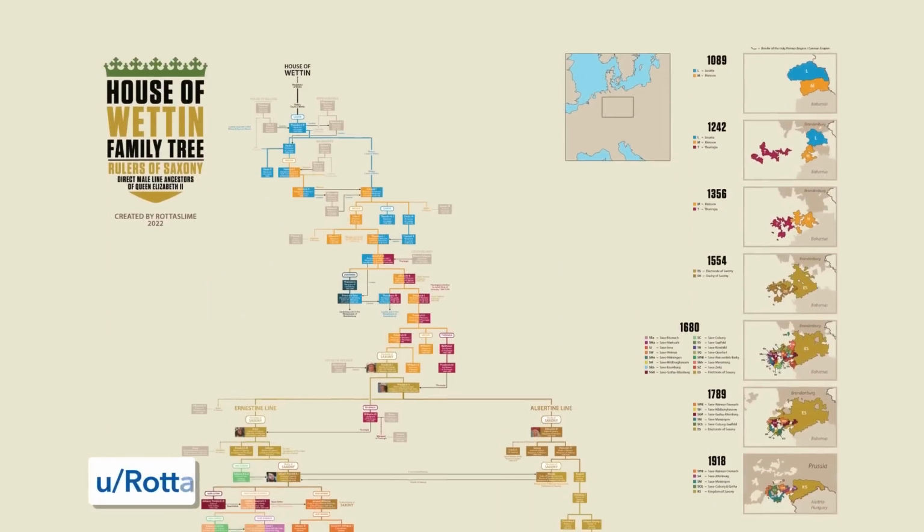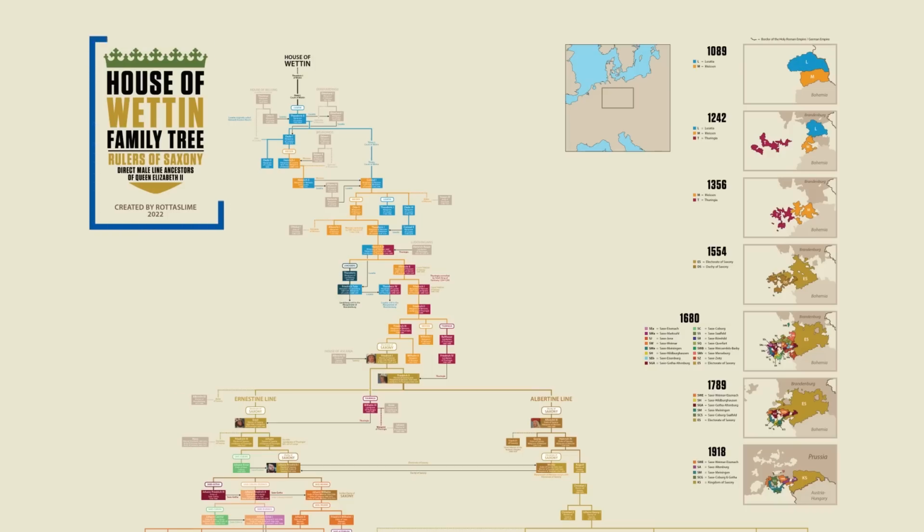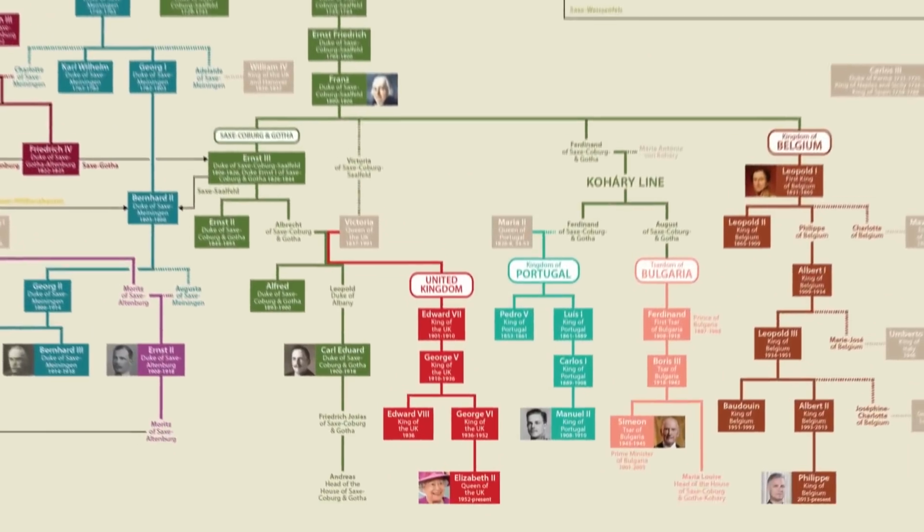Okay, so we're going to start with some charts relating to Queen Elizabeth and her son, Charles III, starting with this one on the House of Wettin, which is the paternal line house that the Queen belonged to. First of all, I have to point out the fancy title in the top left-hand corner. This is one of the most creative ways to present a title that I've ever seen. I absolutely love it. Let's now move down to the bottom and find Queen Elizabeth.